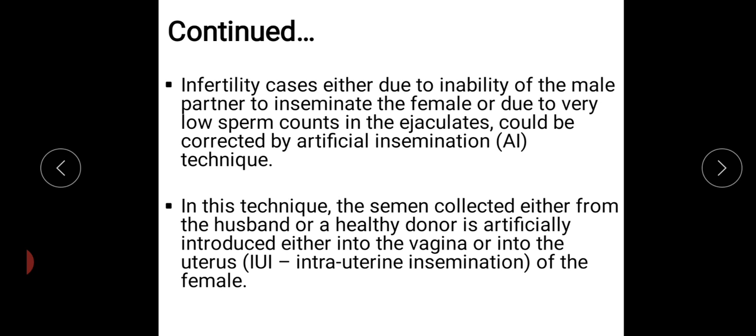So in this technique, the semen collected either from the husband or a healthy donor is artificially introduced either into the vagina or into the uterus. So IUI is there, that is intrauterine insemination of the female. If it is being inserted in the uterus, it is called IUI, that means intrauterine insemination.